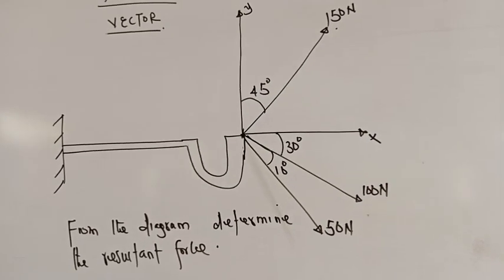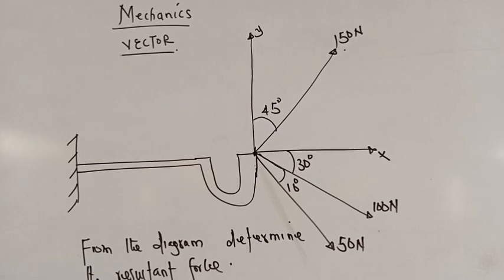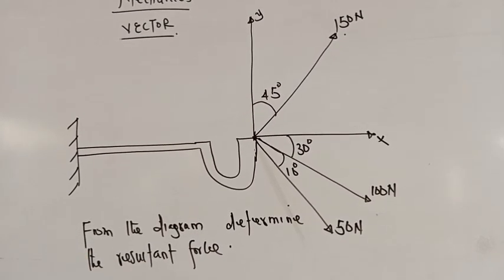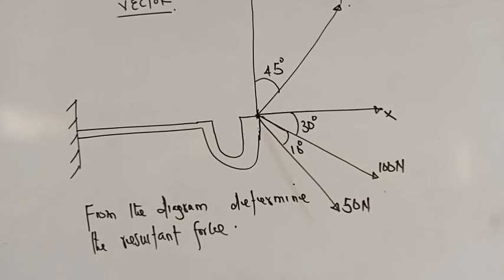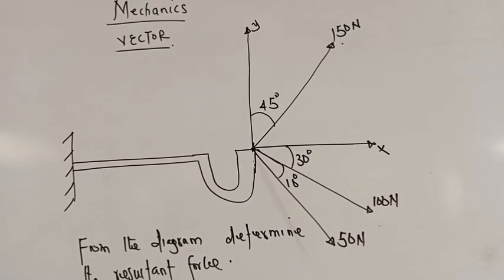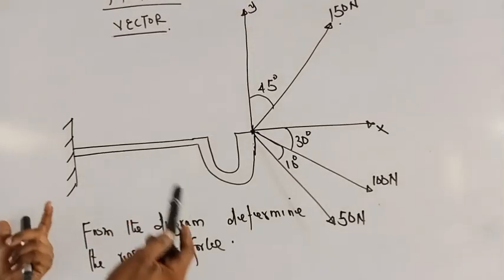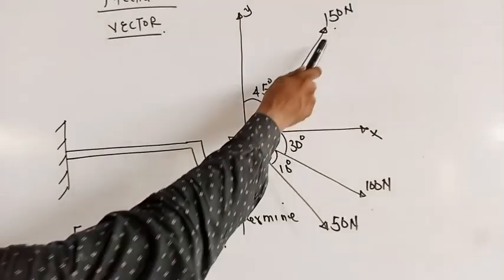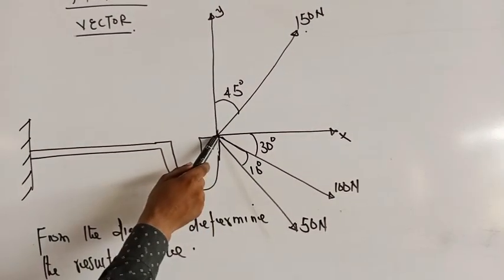All right. This is also a question in vector and mechanics. We are asked to determine the resultant force. As we all know, resultant force is a single force whose value is equal to the sum of all forces acting at a point. So if you look at the diagram carefully, we have forces 150, 100, and 50. They are acting at this point.